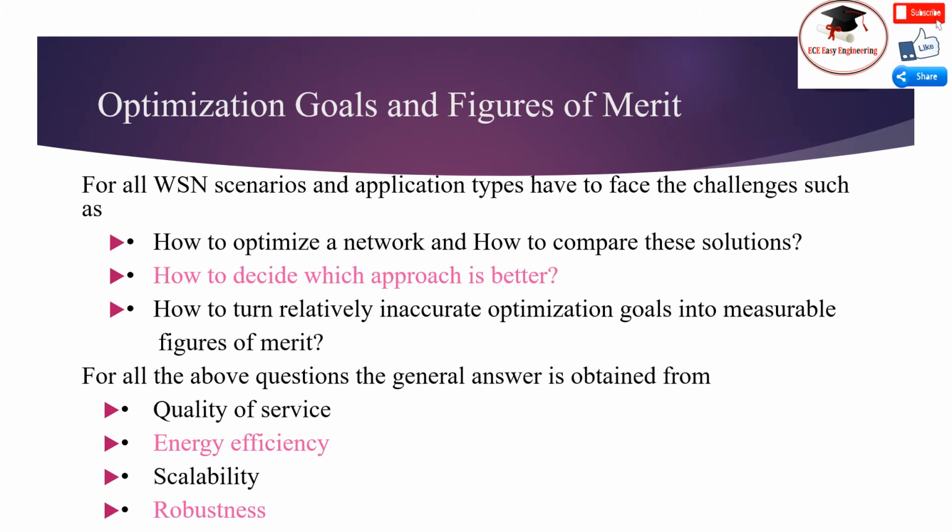Optimization goals and figures of merit. For all wireless sensor network scenarios and application types, we face challenges such as how to optimize a network, how to compare these solutions, how to decide which approach is better, how to turn relatively inaccurate optimization goals into measurable figures of merit. For all the above questions, the general solution is obtained from quality of service, energy efficiency, scalability, and finally robustness.